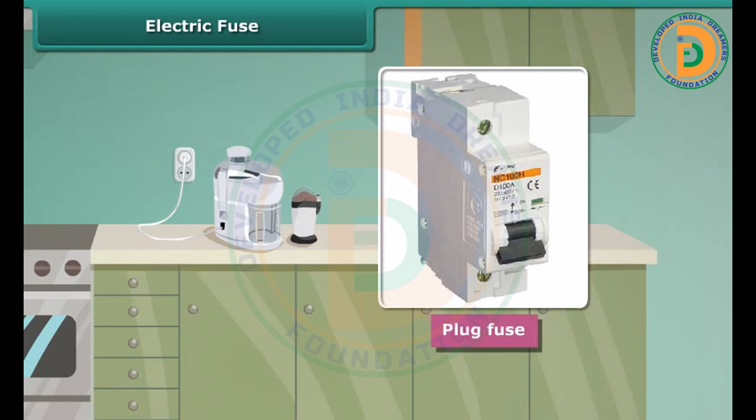Plug fuse is used in our houses. The plug fuse consists of two parts, namely, the porcelain casing and the porcelain grip. This fuse has a thin wire of tin and lead alloy, which has low melting point. Cartridge fuse is generally used in electrical appliances.